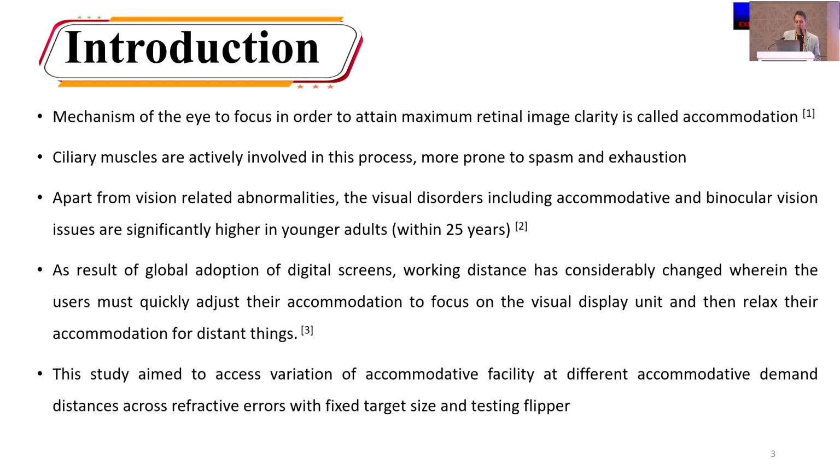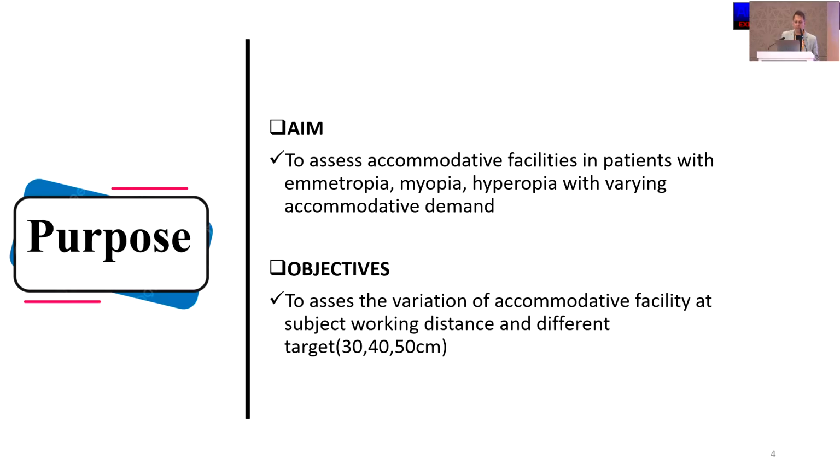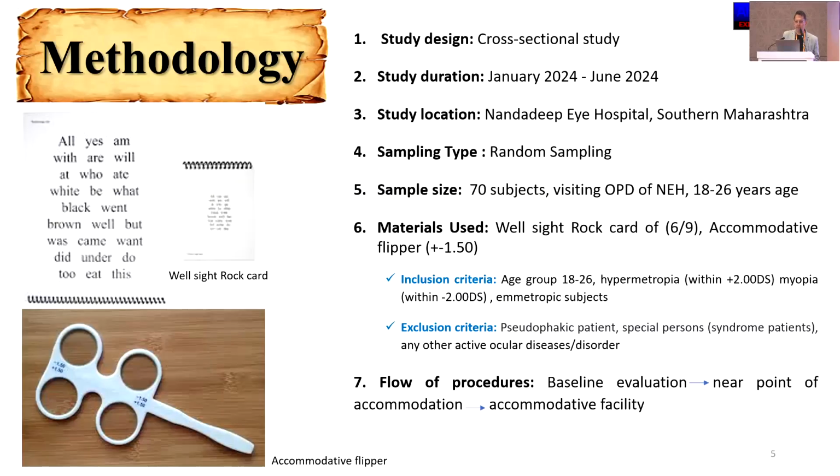This study is aimed to assess the variation of accommodation facility at different accommodative demand distances across refractive errors with fixed target size and testing flipper. So the aim is to assess the accommodative facilities in patients with emmetropia, low-grade myopia, and hyperopia with varying accommodative demand, to assess the variation of accommodation facility at subjective working distances of 30, 40, and 50 centimeters.